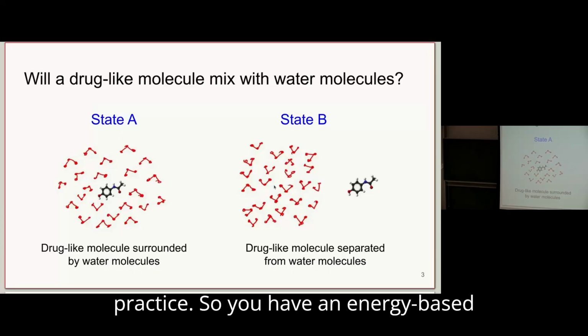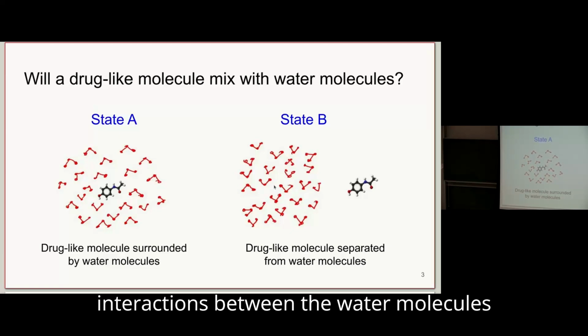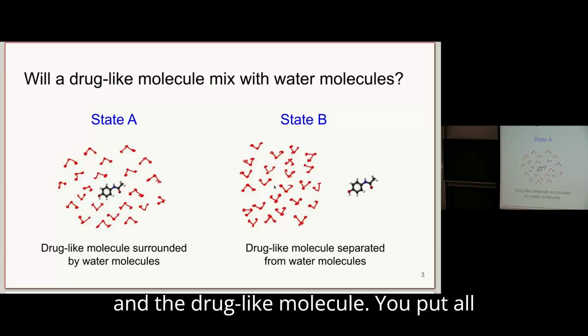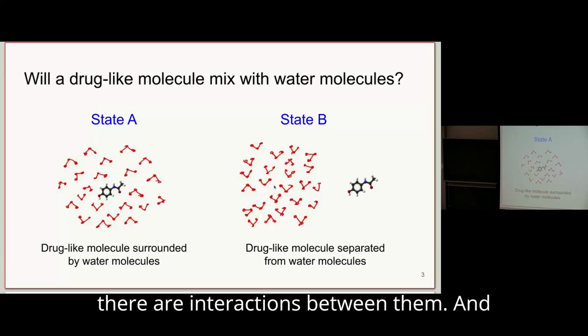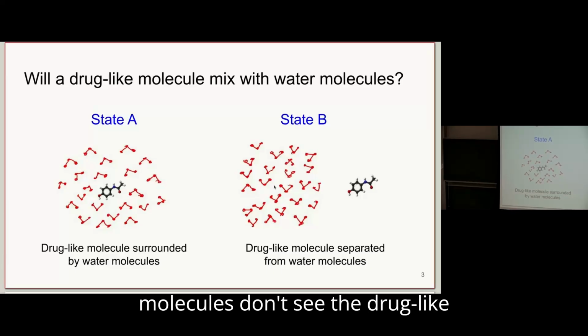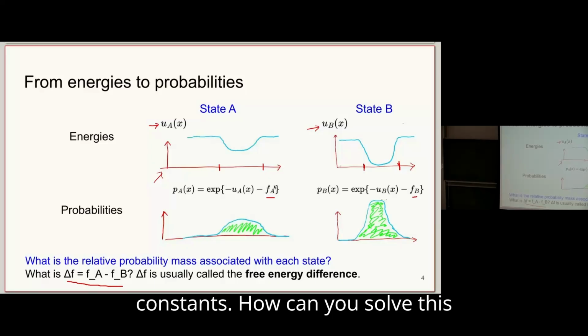So you have an energy-based model. In the first state, there are interactions between the water molecules and the drug-like molecule. You put all of them inside of a box, for example, and there are interactions between them. And in the second state, the water molecules don't see the drug-like molecule. And you want to estimate the differences in normalization constants. How can you solve this problem?